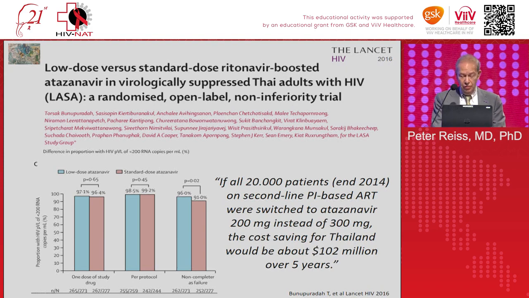And in the discussion of the paper, the investigators concluded that if all 20,000 patients, and this was at the end of 2014, on second-line protease inhibitor-based ART were switched to atazanavir 200 instead of 300 milligrams, the cost saving for Thailand would be about $102 million over 5 years.